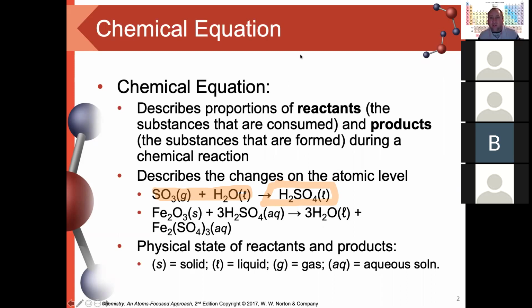Now, the other piece of information that I can get from a balanced chemical equation is the physical phase of the reactants. The physical phases that we are talking about here are S for solid, L for liquid, G for gas, and AQ for aqueous solution. And remember, aqueous solution means that we have something that is dissolved in water. That's all that aqueous solution means.